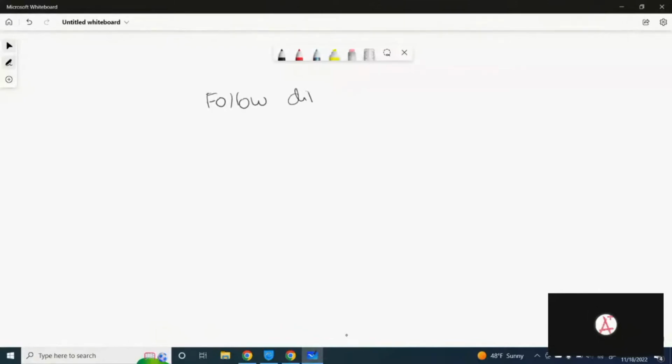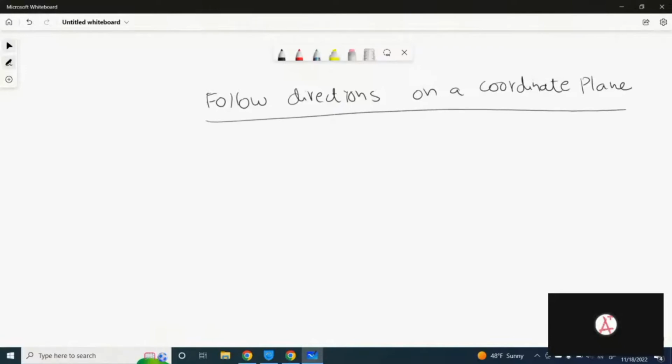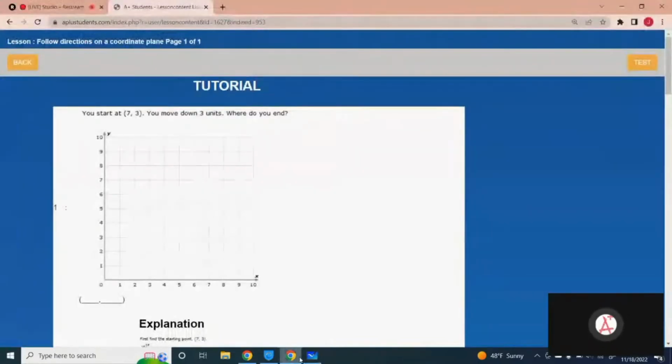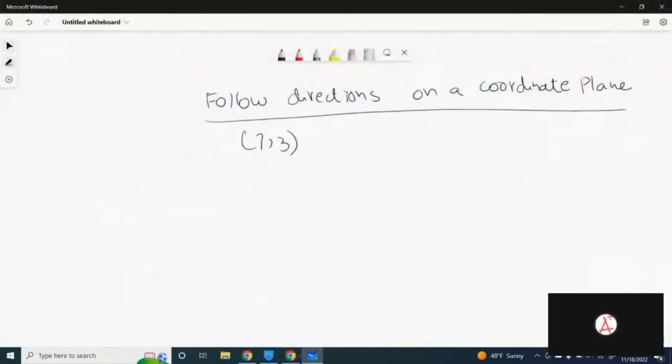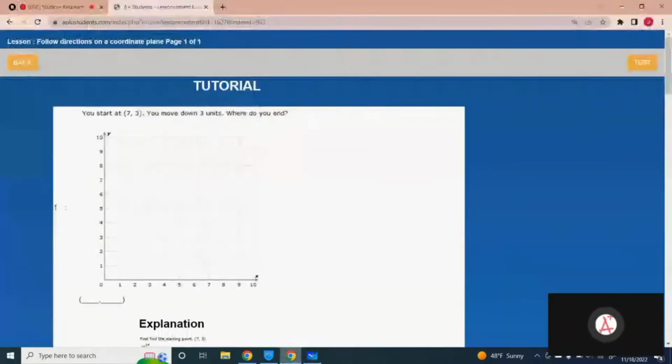Follow directions on a coordinate plane. Okay, so the first one is you started at 7, 3. You moved down 3 units. Okay, the distance, where did you end?